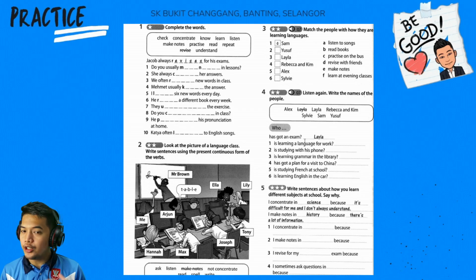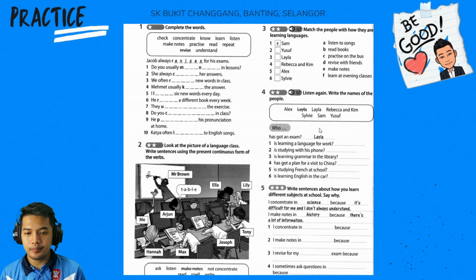Number 4, you need to listen again and then write the names of the people. For example, who has got an exam? Laila. Number 1, who is learning a language for work? So you need to fill in the blanks here. Alright, so this one you need to refer in our WhatsApp group. I will send the audio.